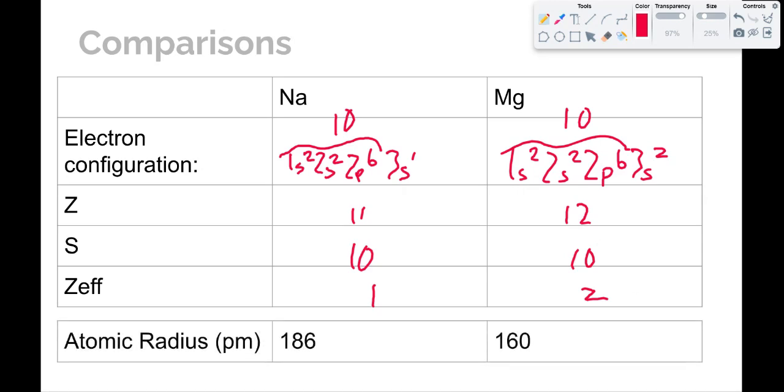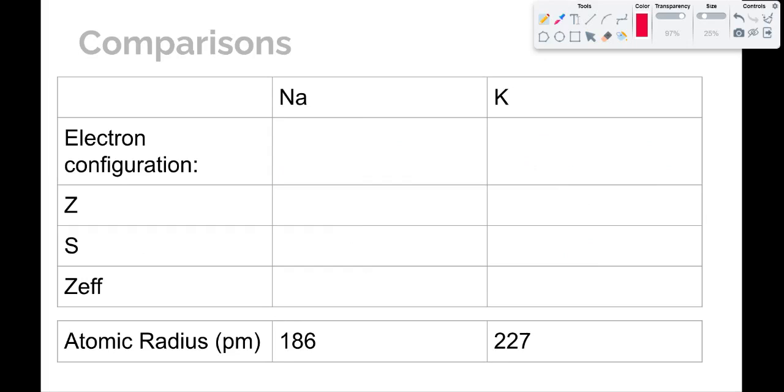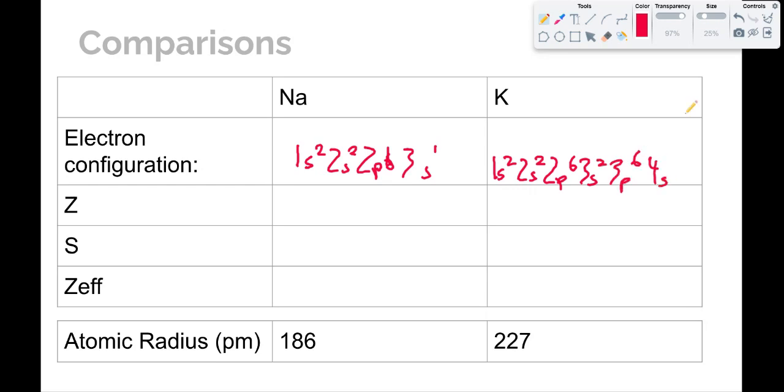So we should see magnesium have a smaller atomic radius than sodium. And when we put the numbers up here, we see in fact that that is the case. The atomic radius of sodium is larger than the atomic radius of magnesium. Let's make another comparison. Let's duplicate the 1s2, 2s2, 2p6, 3s1 electron configuration that we had for sodium. For potassium, which is in the 4th period, it's going to be 1s2, 2s2, 2p6, 3s2, 3p6, 4s1.